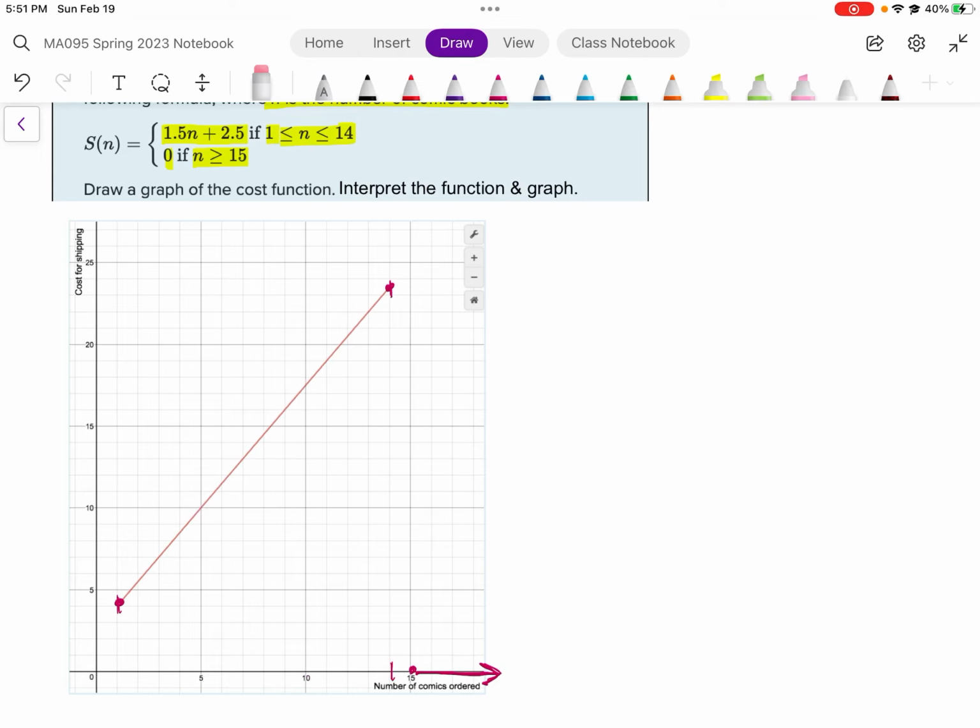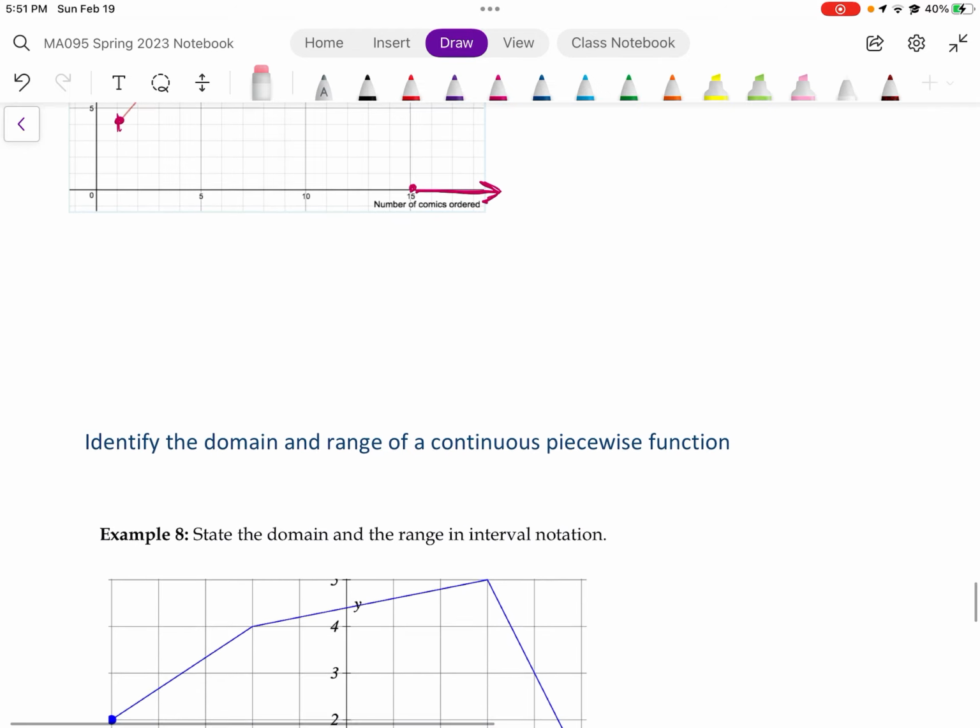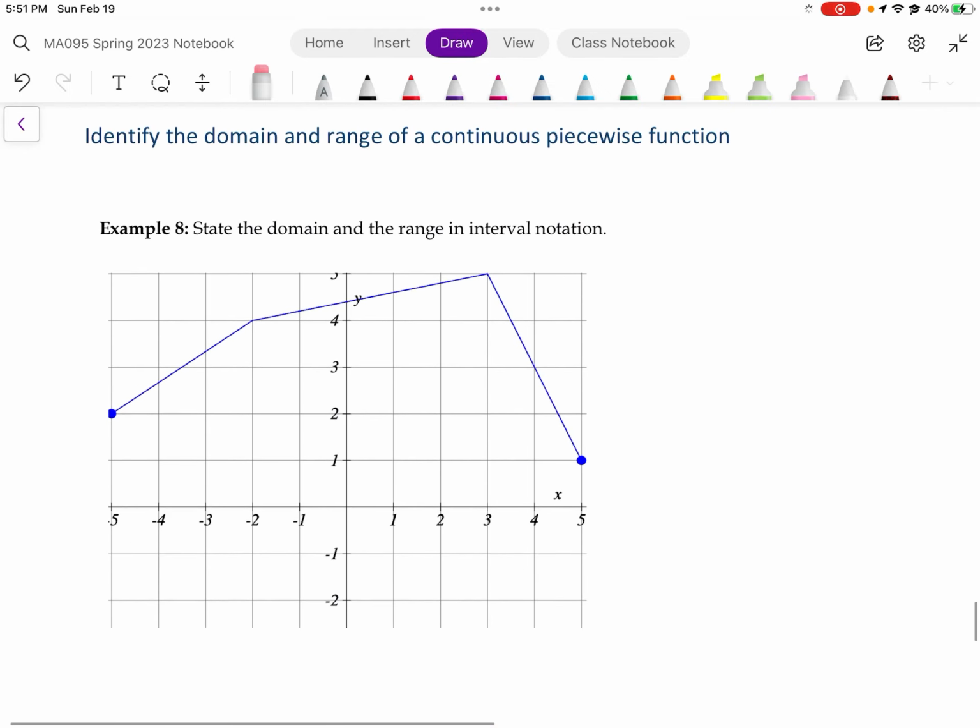All right, so I'm going to erase some of those. Identify the domain and range of a continuous piecewise function. We've done some things like this, but this is what it looks like for a continuous piecewise function. Notice there are no breaks. Continuous means you don't pick up your pencil. You would just draw and never pick up your pencil. The domain goes from the very left to the very right, and the range from the very bottom to the top. So pause the video and see if you can get the domain and range correct.